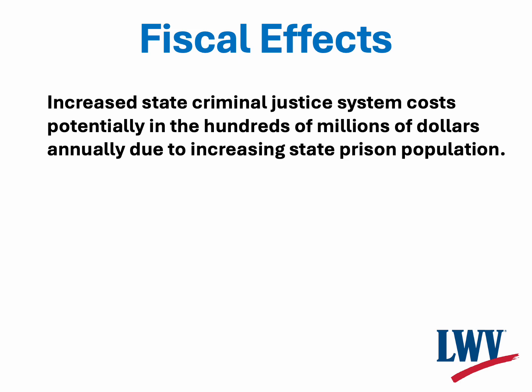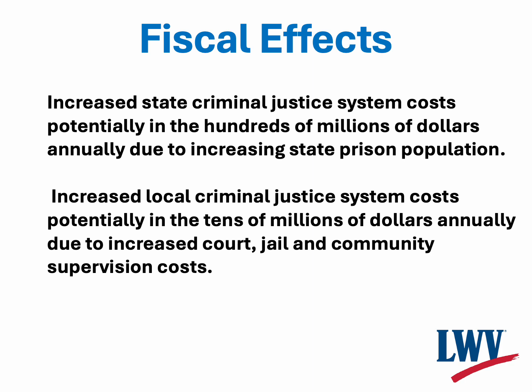Proposition 36 would result in increased state criminal justice system costs, potentially in the hundreds of millions of dollars annually, due to increasing our state prison population. It would also result in increased local criminal justice system costs, potentially in the tens of millions of dollars annually, due to increased court-related workload and a net increase in the number of people in county jail and under county community supervision. It should be noted that potentially some of these costs could be offset by reductions in current Proposition 47 state spending on local mental health and substance use services, truancy, dropout prevention, and victim services.